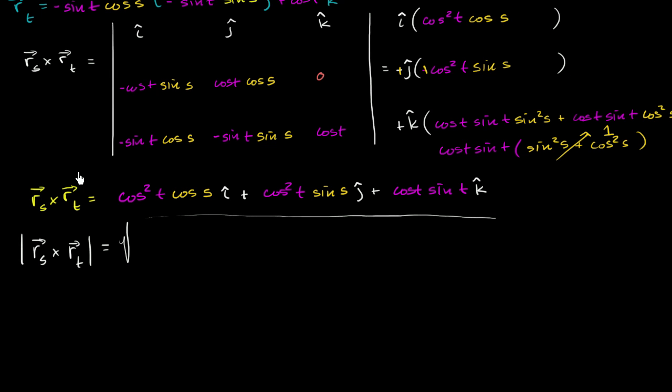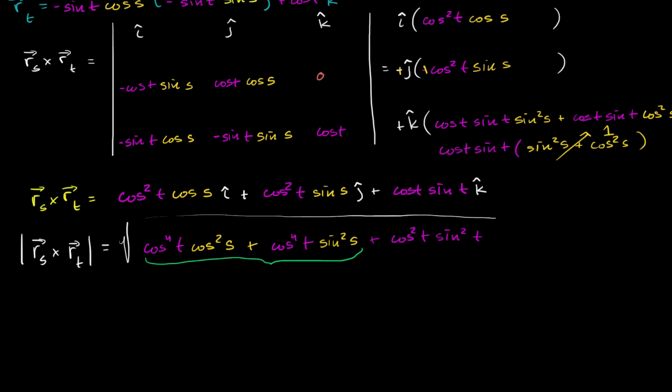So the square of this is going to be cosine to the fourth t cosine squared s, plus cosine to the fourth t sine squared s, and I already see a pattern jumping out, plus cosine squared t sine squared t. Now, the first pattern I see is this. If just this first part right over here, we can factor out a cosine to the fourth t, then we get something like this happening again. So let's do that. These first two terms are equal to cosine to the fourth t times cosine squared s plus sine squared s, which once again we know is just 1. So this whole expression is simplified to cosine to the fourth t plus cosine squared t sine squared t.